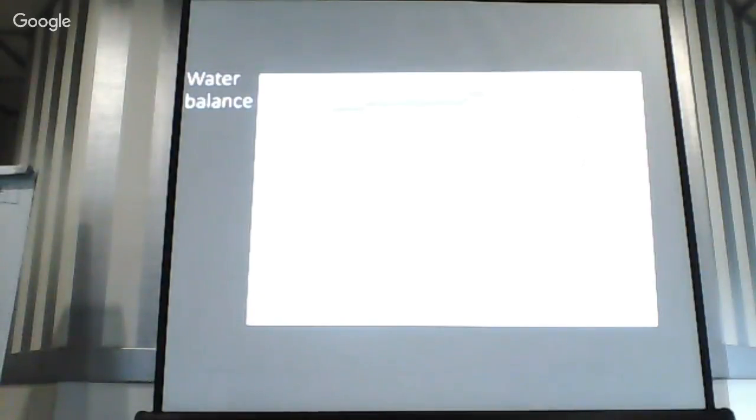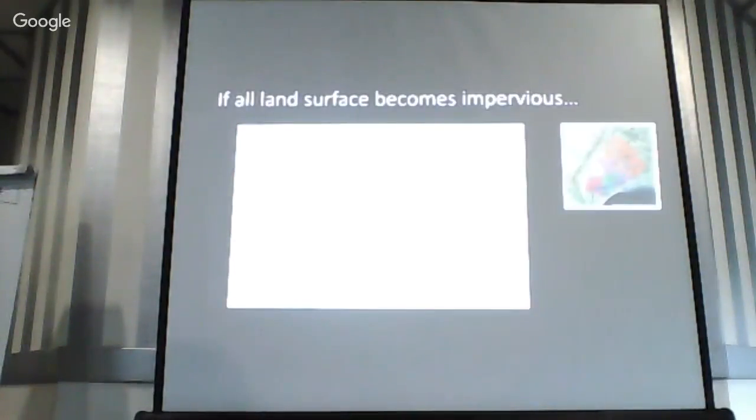So to test this idea, we ran some hypothetical experiments. We say, what if all this land surface becomes impervious, so that no infiltration happens? We run the same simulation, and then we see these dashed lines, which are the discharge if the land surface becomes impervious. So we can see this response at the whole USGS stations.